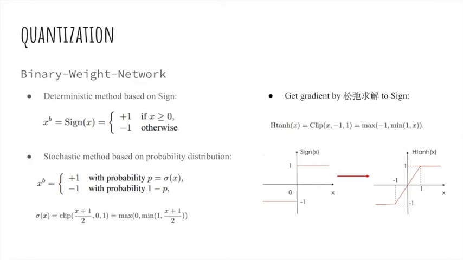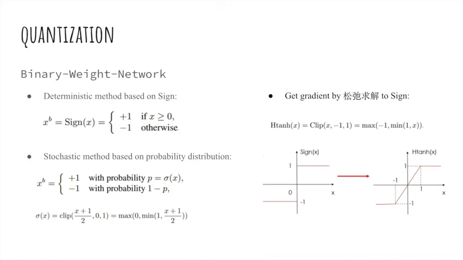The first one is binary quantization. A very classic one is binary weight network. There are 2 ways to make it binary. One is based on sign. If the parameter is larger than or equal to 0, then set it to 1. Otherwise, set it to -1.